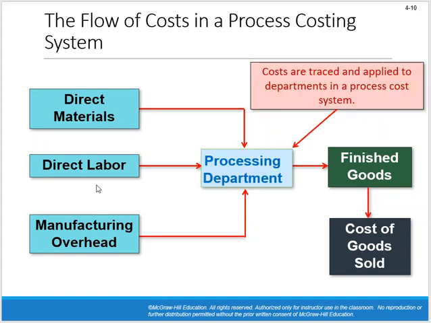If we're looking at it in a process costing environment, then our costs are going to be traced and applied to departments. So direct materials, direct labor, and MOH will be applied into the departments. Then when it's done, it goes to finished goods, and then it gets sold. So a lot of similarities here.